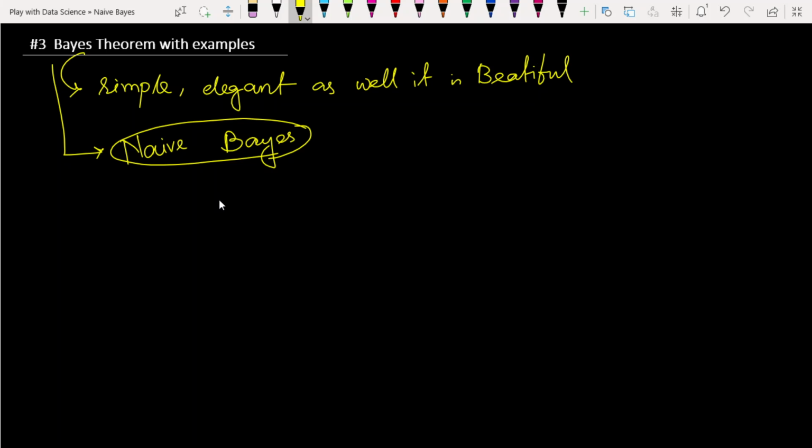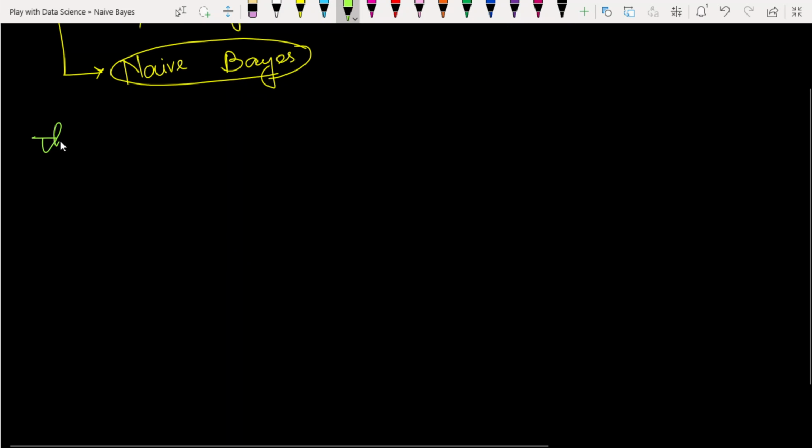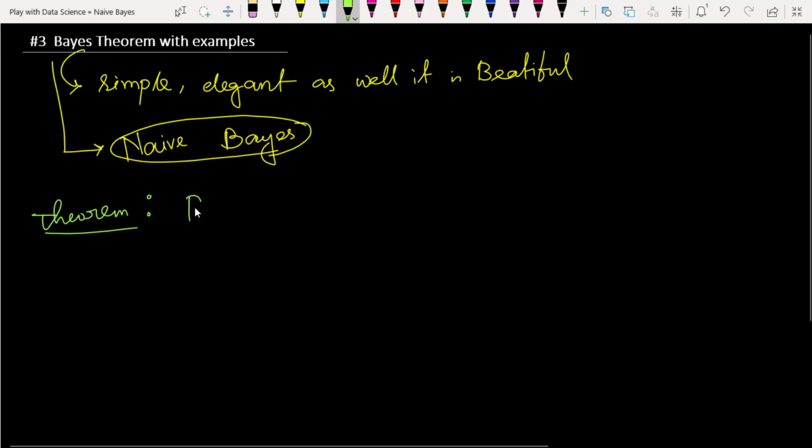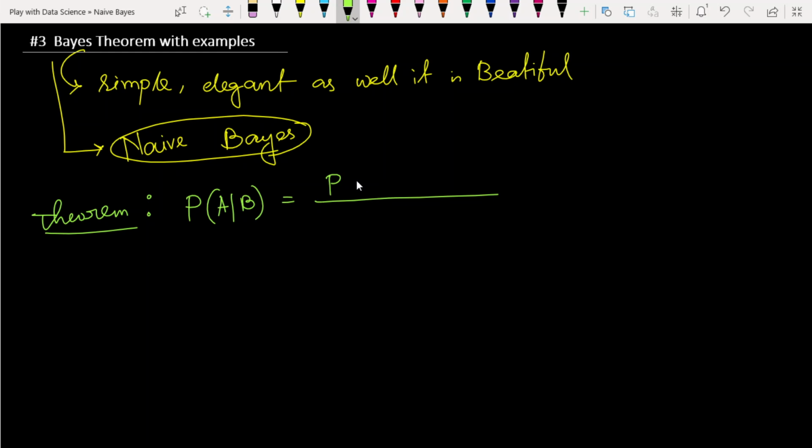So first we will discuss the geometrical point of view and some examples. But first, see the mathematics of this theorem. So what is the mathematics of it? Simply write down probability. We see the probability of A given B; this is the conditional probability. And we will see the definition of this probability.